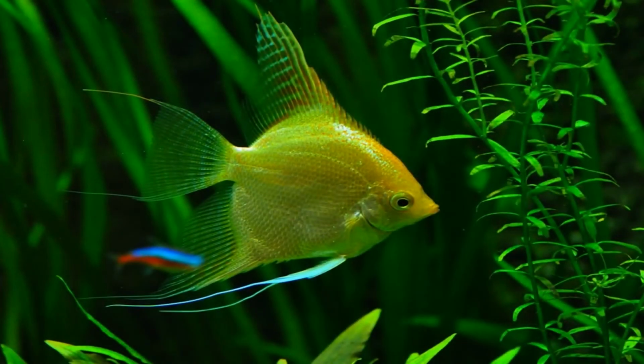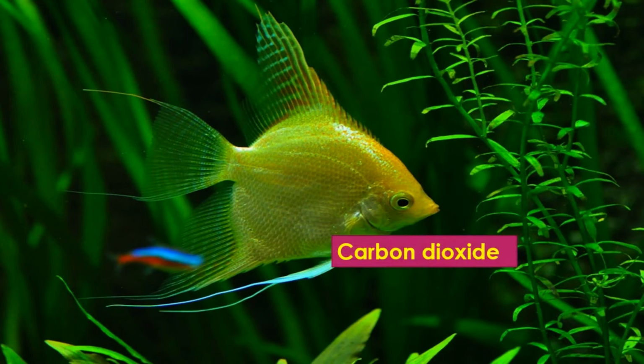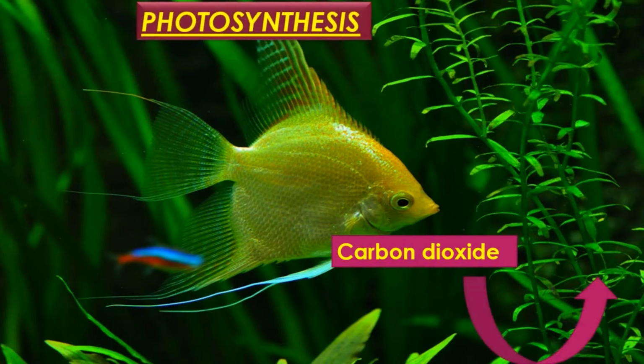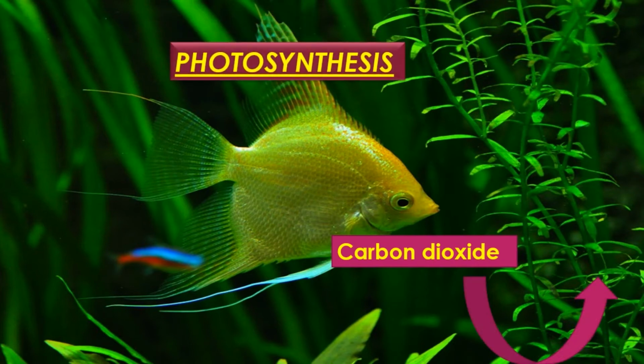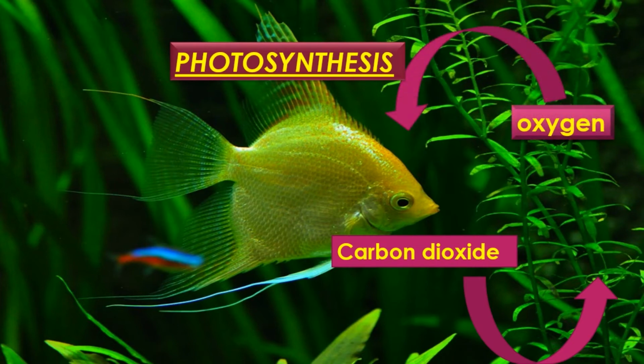Now let's see over here. The aquatic animals such as fish breathe out carbon dioxide gas, which is used by the plants in the process of photosynthesis, and with the help of photosynthesis the aquatic plants produce oxygen. This oxygen is later taken in by the aquatic animals. Now this cycle continuously goes on and on.